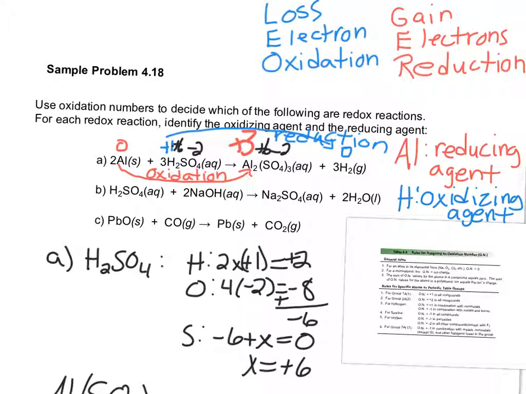So remember, assign oxidation numbers, see if they changed. If they did change, it is a redox reaction. Then remember Leo and GER. If it was a loss of electrons, it's an oxidation. Gain of electrons, it's a reduction. And then the very last step, if it underwent an oxidation, it is the reducing agent. If it underwent a reduction, it is the oxidizing agent.